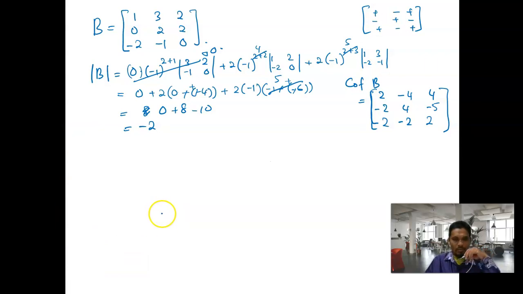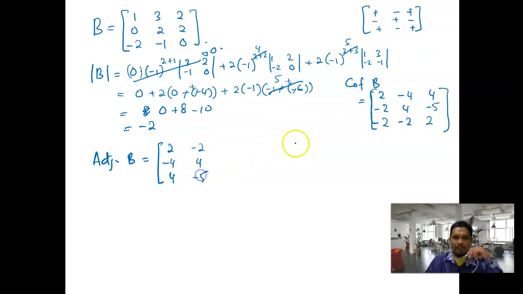So class, we already have the determinant and cofactor, and we need to find the adjoint. Then adjoint of B equal to transpose of the cofactor of B, which is 2, negative 4, and 4. Negative 2, 4, negative 5. Negative 2, negative 2, and 2.